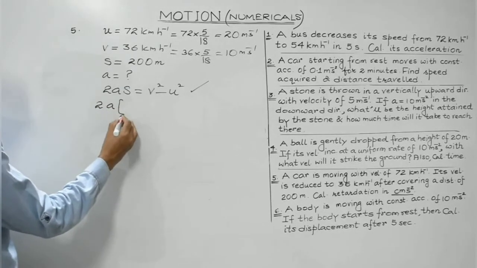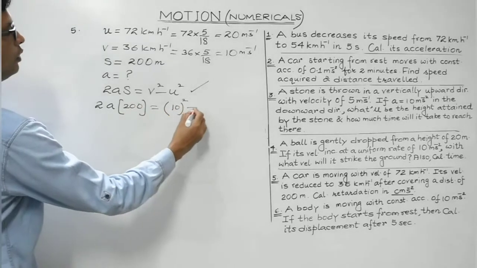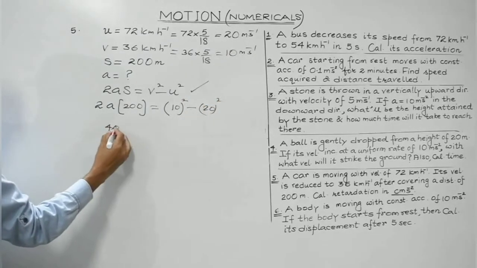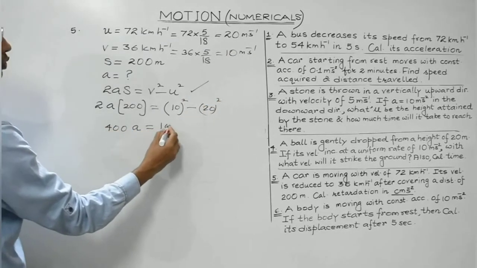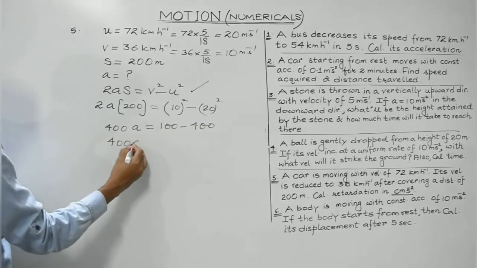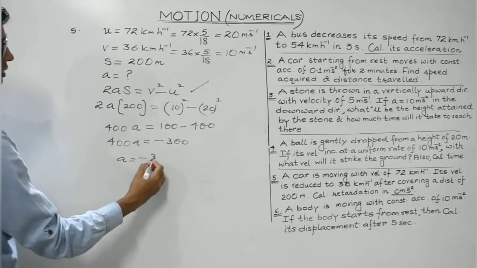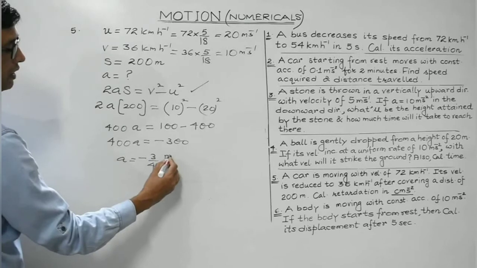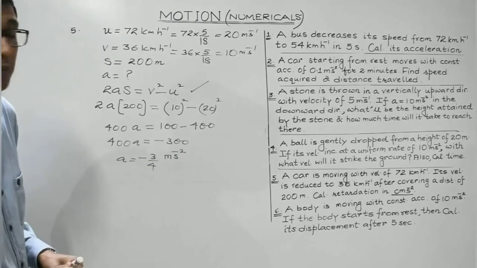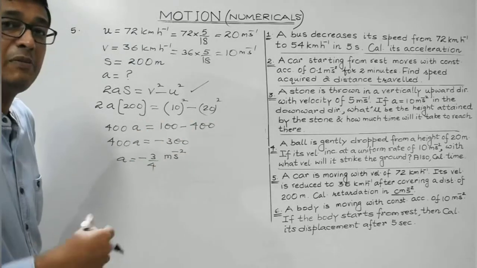Twice a, what is s? 200. What is v? 10. What is u? It's 20. So let's solve it. It will be 400a is equal to 100 minus 400. So 400a is equal to minus 300. So a would be equal to minus 3 by 4. It will be in meter per second square. Isn't it, students? But the question is, we need to find out the retardation in centimeter per second square.